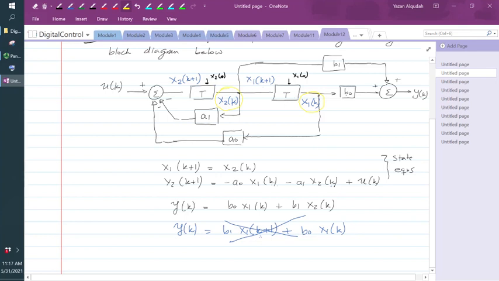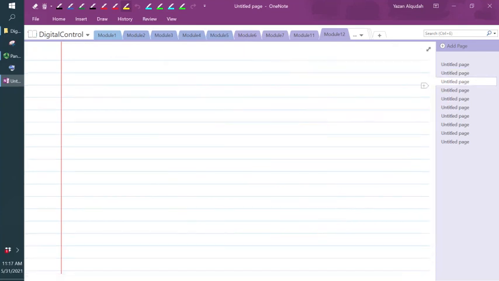It is a shifted x1 of k. x2 of k plus 1 is not my state. My states are x1 of k, x2 of k. I have to write everything in terms of x1 of k and x2 of k, and that's why I cannot write it in terms of x1 of k plus 1. Okay. Now that I wrote these, I can put them in a matrix format.